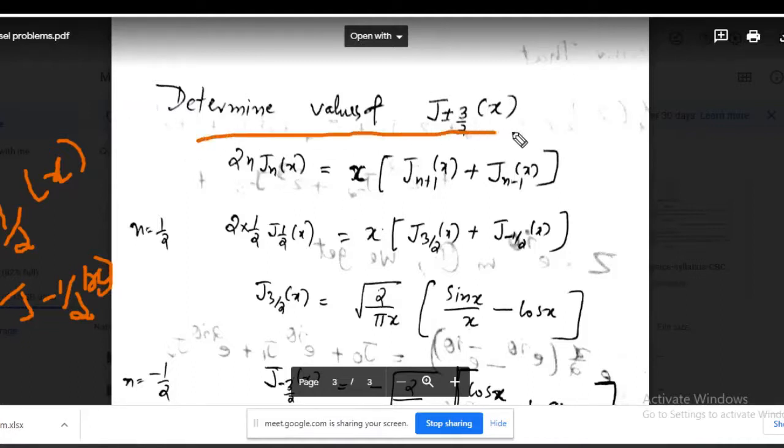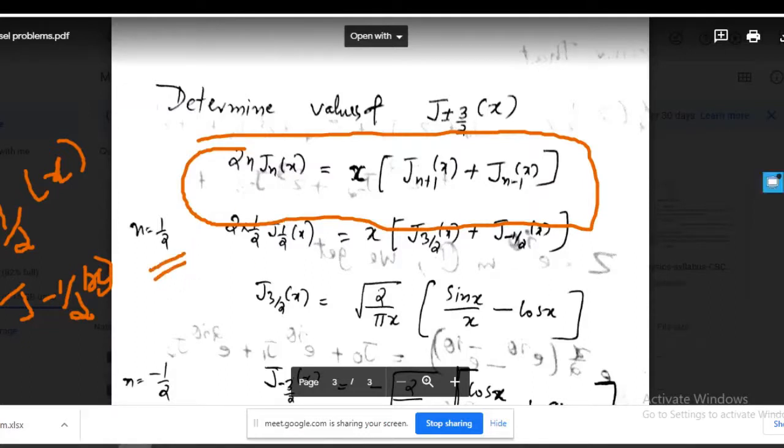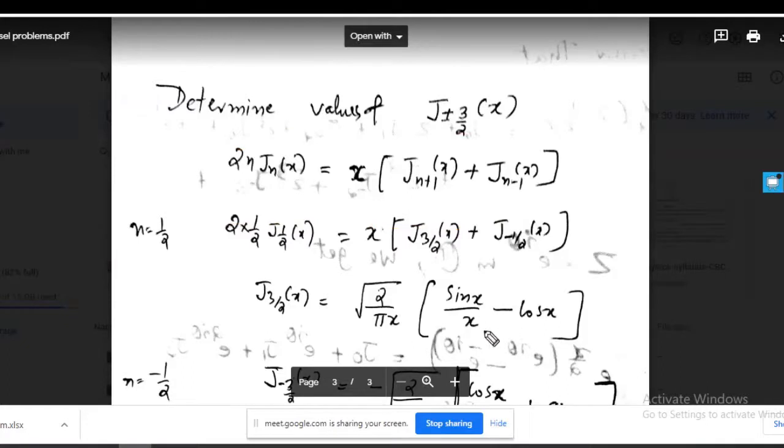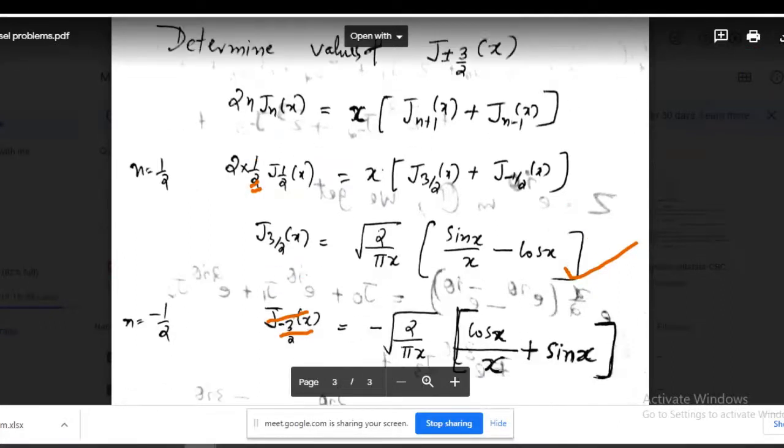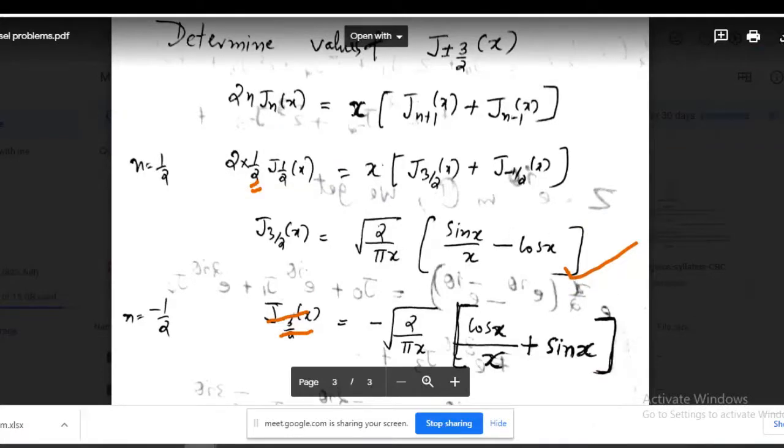We use this recurrence relation. See, we are using this recurrence relation, 2n Jn(x) equal to this. Okay, here if you put n equal to half, you will be getting this, J3 by 2 of x. Similarly, if you put n equal to minus half here, you will have minus 3 by 2. Okay, and you can get this. Okay, so do this as assignment. So quite simple.